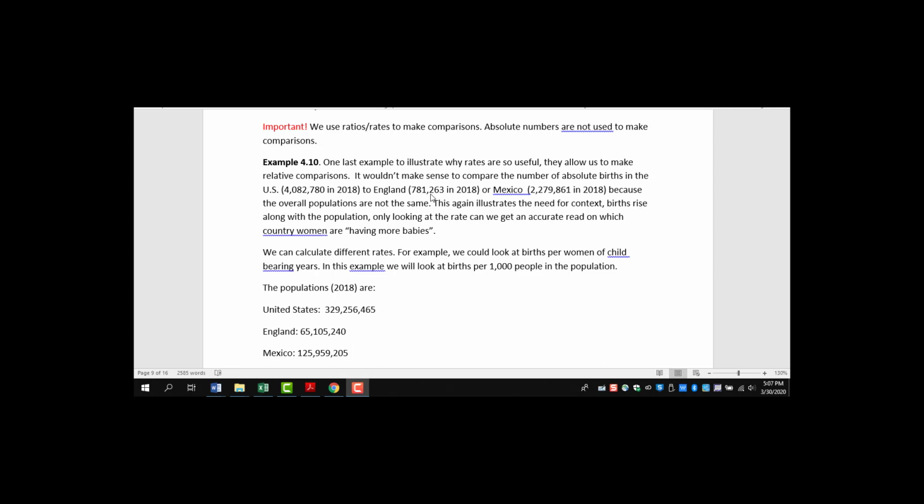So in which country are women having more babies? Just because the United States had the most babies, they also have, if you look down here, the most people. There's the number of people. So we're going to make comparisons. We have the number of babies and we have the number of people, and we're going to look at the birth rates per 1,000 people in the population.